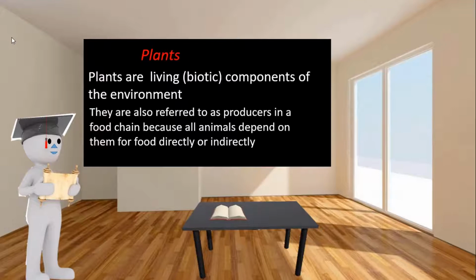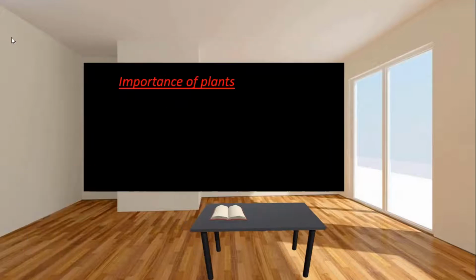I'll give an example here. A cow or a gazelle will feed on plants directly, and those animals are known as herbivores, while a lion will feed on animals, and lions cannot eat grass. Therefore, we say they are feeding on the plants indirectly because they consume animals that have already consumed the plants.